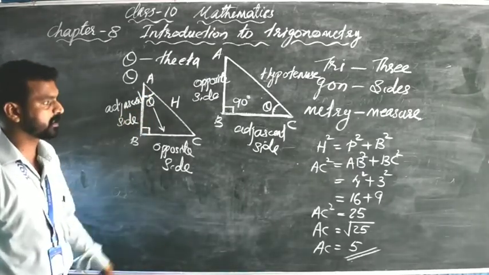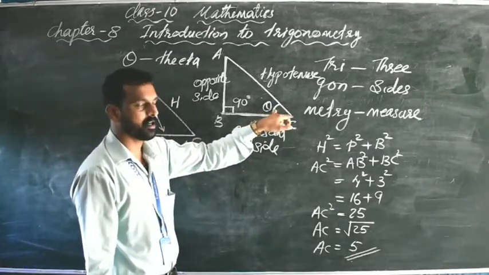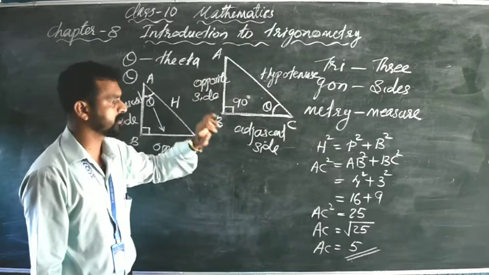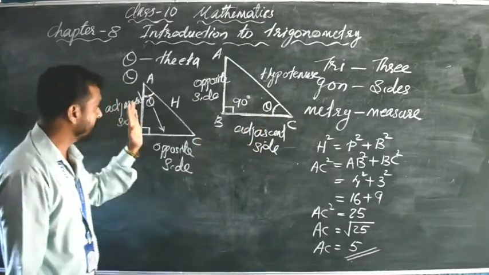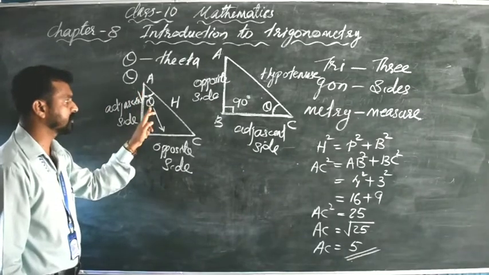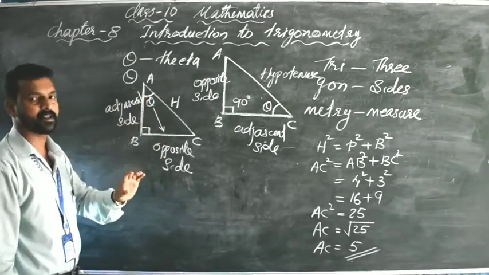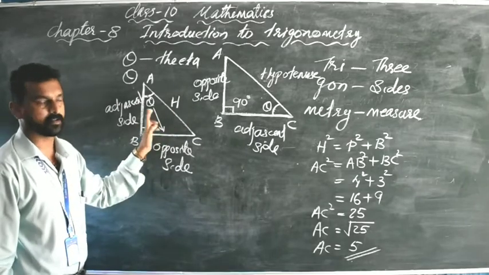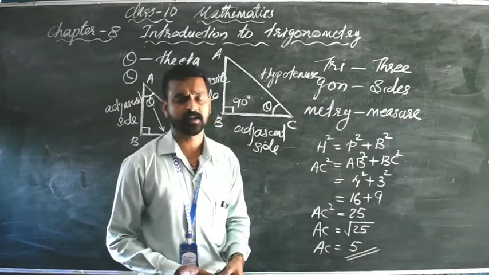When we are considering an acute angle theta, whichever angle is theta, its opposite side is called the opposite side, and its nearest side is called the adjacent side. Here we have considered angle A as theta, so the opposite side is BC and the adjacent side is AB. There is a difference, so you have to remember that. Then now we can study the trigonometric ratios.